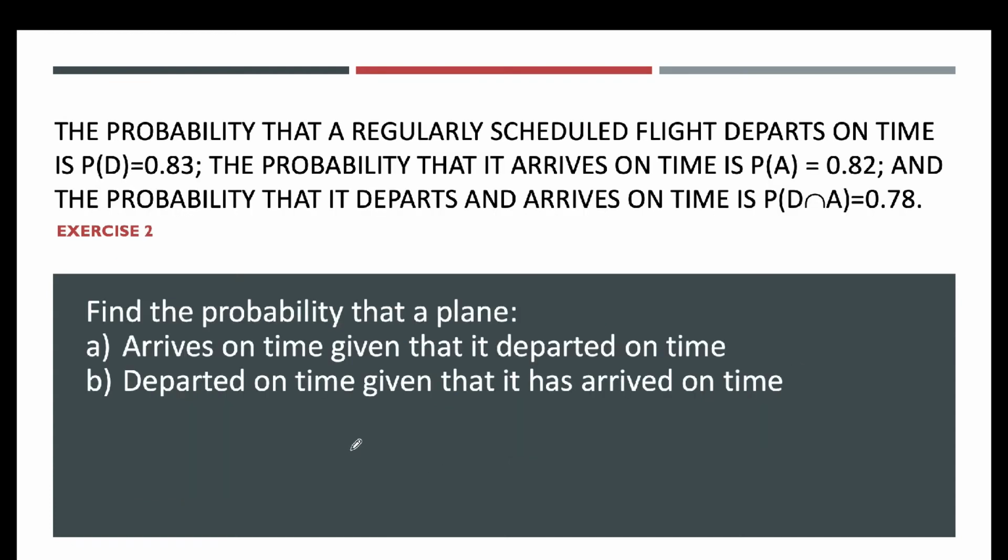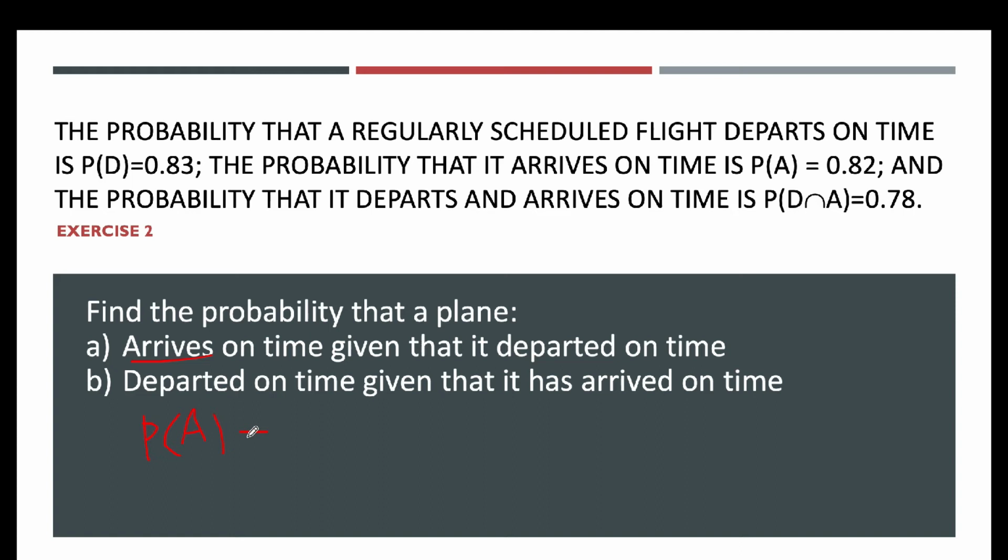Okay, next up we have another exercise. The probability that a regularly scheduled flight departs on time is P(D) = 0.83, and the probability that it arrives on time is P(A) = 0.82, and the probability that it departs and arrives on time is P(D intersect A) = 0.78. Find the probability that the plane arrives on time given that it departed on time. So of course they want us to find P(A given D).